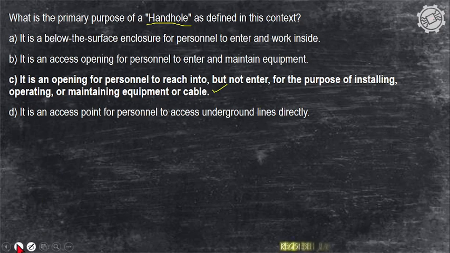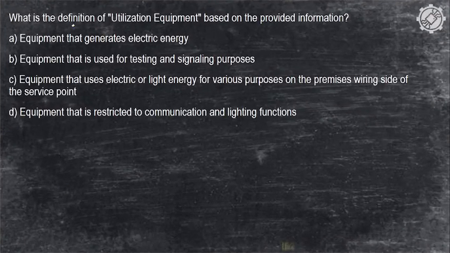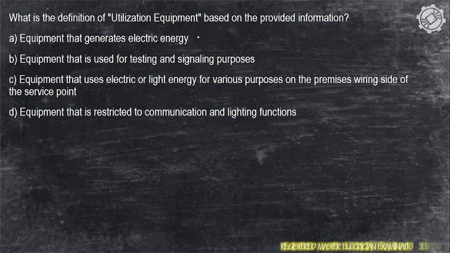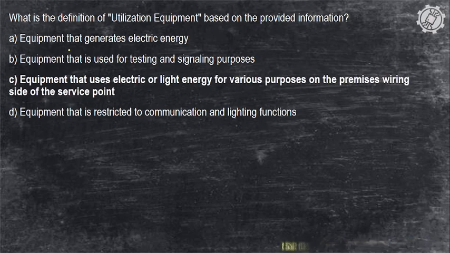Next. What is the definition of utilization equipment? Dito yung tamang definition ng utilization equipment. Okay, so the correct answer is letter C, no? Equipment that uses electric or light energy.